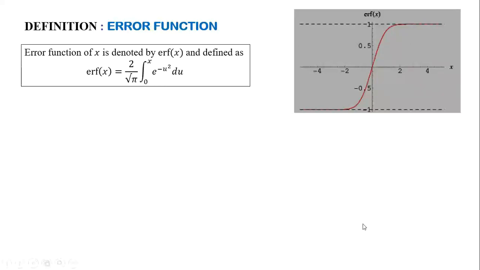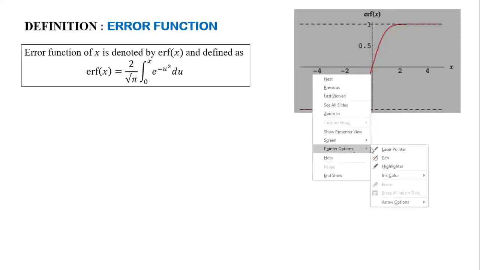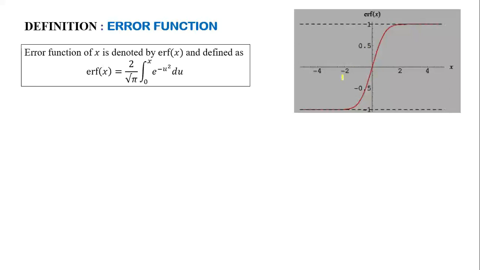Okay? So from the graph, you can easily see that if I put x is equal to 0, we'll get value as 0. If I consider x tends to infinity, the error function takes value as 1. If I take x as minus infinity, the error function takes value as minus 1. So these values you can find directly from the integral also, or you can use this graph to remember at least these three values: for 0, for plus infinity, and for minus infinity.